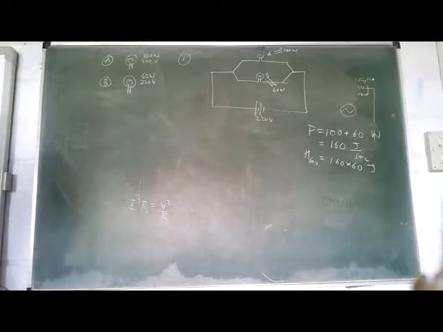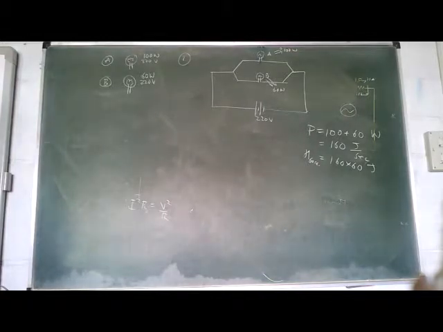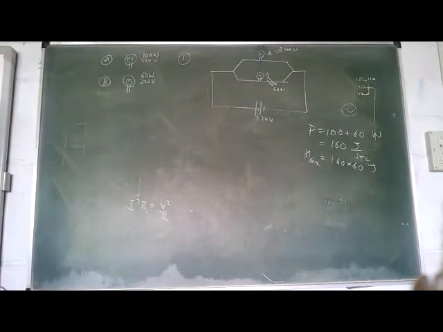160 watt means 160 joules per second. Watt, the meaning of watt is joules per second. Okay? P it is. Power. Total power is 160 watts. 100 watt from the first bulb and 60 watt from the other bulb. Second one is heat. Heat in 60 seconds. Heat, H.